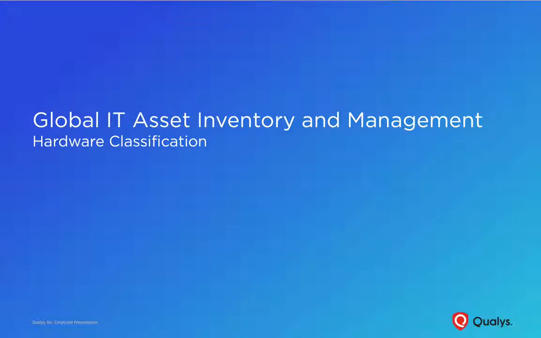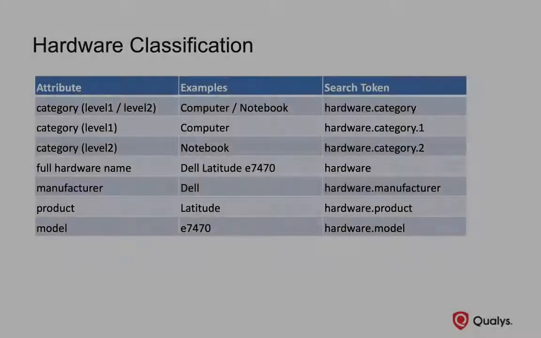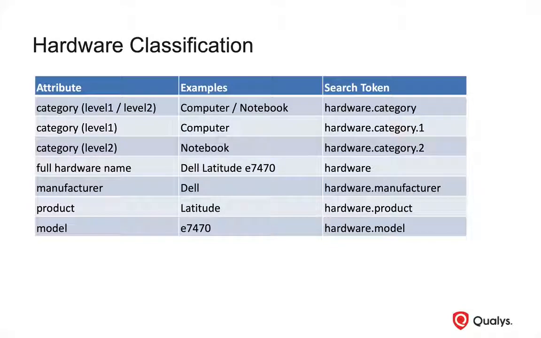In this video, we'll discuss hardware classification. Let's take a look at the different hardware classifications we have. Now, at the very top, you see category level 1 and level 2. This is a combination of the levels of categorization, in this case, computer and notebook.